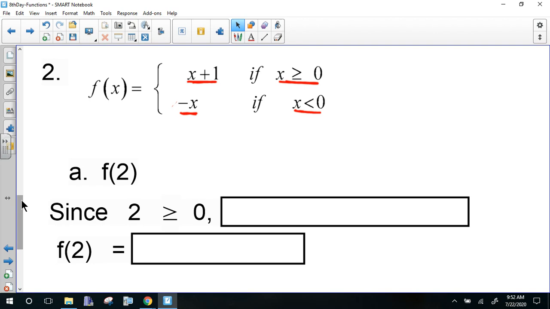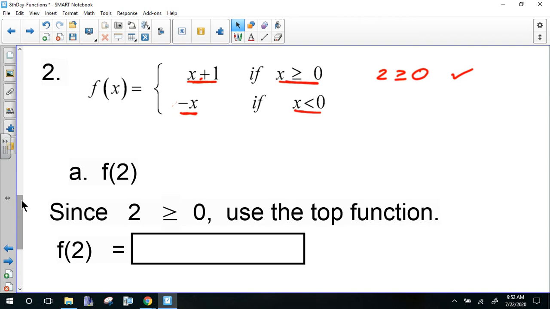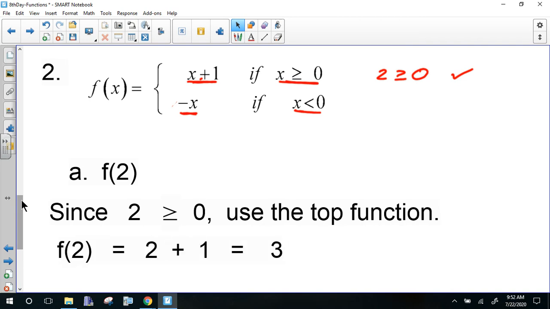If I look at f of 2, I first have to check and see which domain 2 falls into. Well, 2 is greater than or equal to 0. That's true. So I'm going to use x plus 1. We're going to use that top function and plug in 2. If I add 1 to 2, I get 3. So f of 2 equals 3.